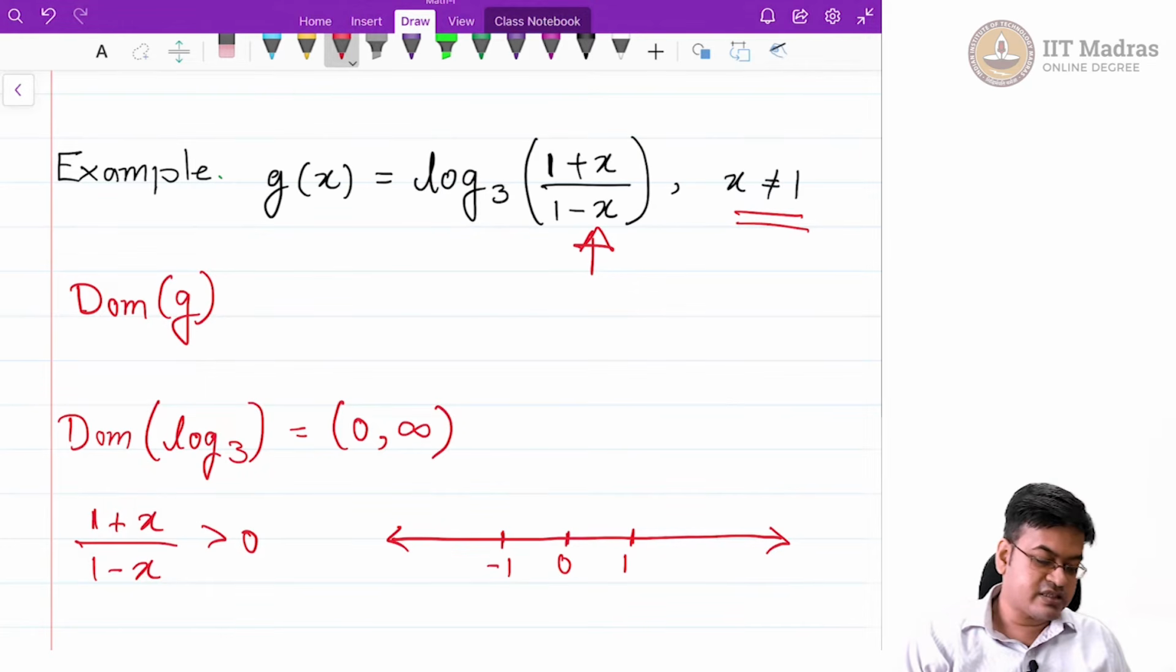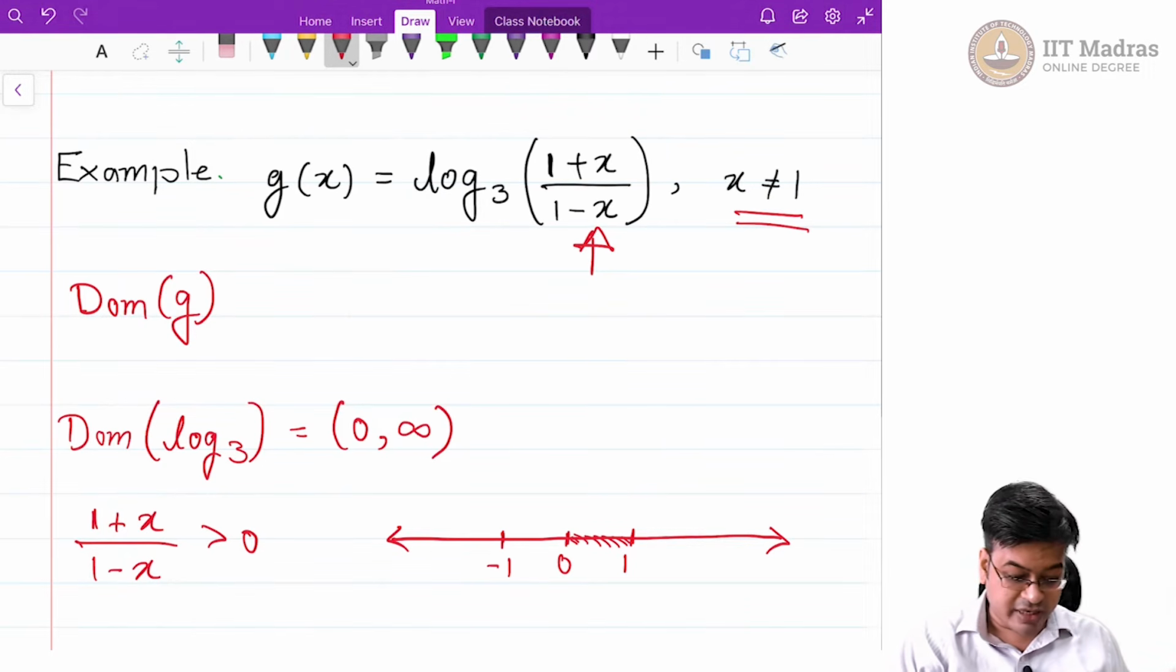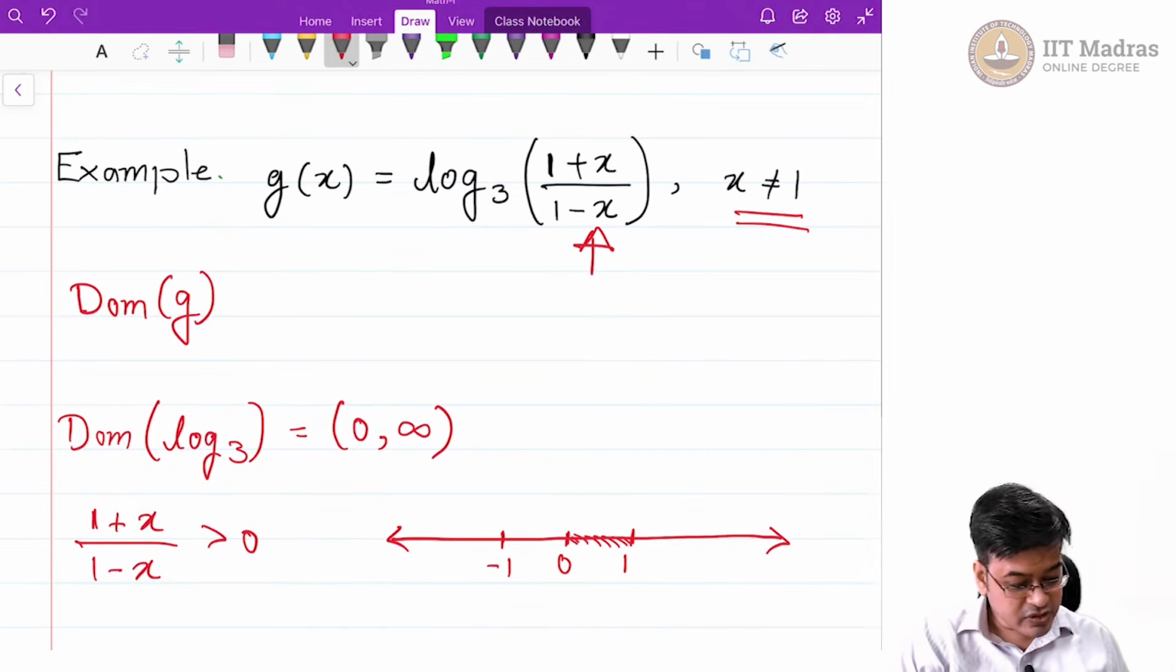Then 1 minus x should be greater than 0. That means my x is less than 1, and the function is defined. So I have this in a similar manner, minus infinity to 1, but let us not go for minus infinity because there is 1 plus x in the numerator. This 1 plus x can take a negative value when x is less than minus 1, and if x is less than minus 1, this 1 minus x will become positive. So I have to rule out that part as well, correct?